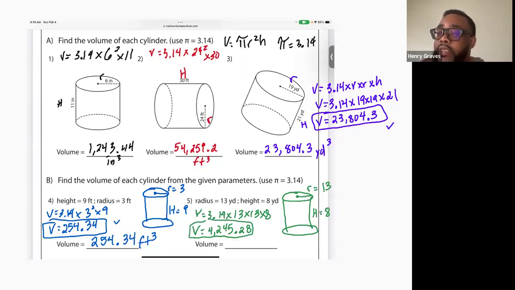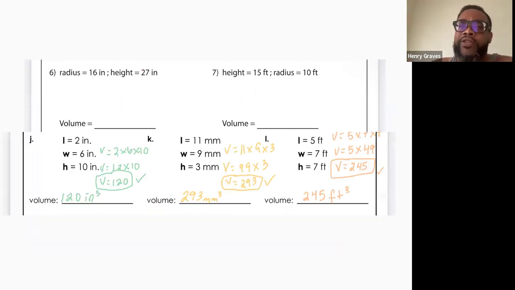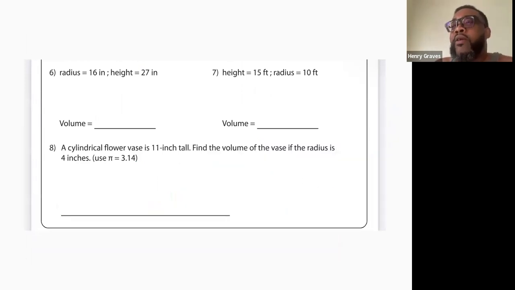Now I'm not done because I still have another second worksheet to finish off. Yeah, so I'll just knock these out. These are just pretty simple questions to do. And I'm going to switch it up by using light colors. All right, so again, I'm going to draw my cylinder.